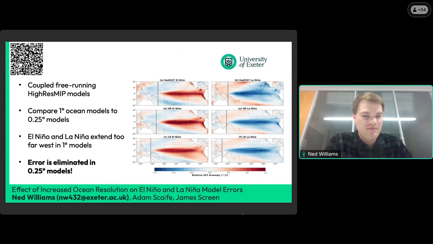A longstanding error in the low resolution models at the bottom is that the warm SST during El Nino and the cool SST during La Nina extend too far west, if you compare it to the observations at the top. But when the resolution is increased to 1/4 degree, this problem is pretty much eliminated. And you also get a slightly better simulation on the coast of South America. And although I don't show it in this slide, the asymmetry between El Nino and La Nina improves.